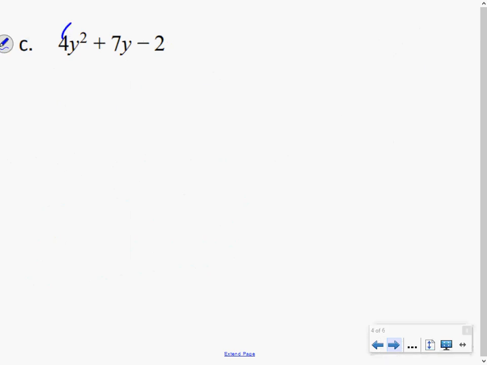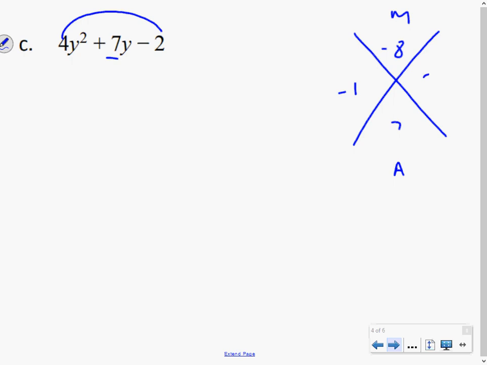Find two numbers that multiply to -8 and add together to make a 7. Okay, well, if I'm multiplying to get a negative, one of my numbers will be positive, the other will be negative. Okay, the bigger of them will be positive since they add to make a positive. So my two numbers are going to be 1 and 8. Okay, they multiply to -8, they add to 7. So those are the numbers that we're using to split 7y into two parts.